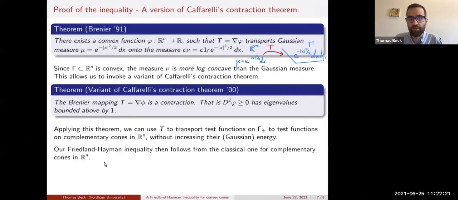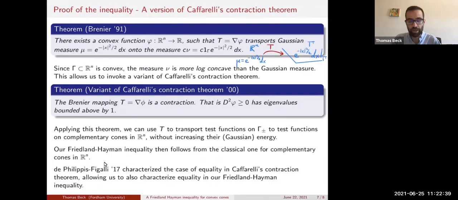So what this means is that our Friedland Hayman inequality then follows from the original one, the classical one for complementary cones in Rn. So we get our version by using the work of Beckner, Koenig, and Pfeiffer for the original Friedland Hayman inequality. So that gives the inequality. And then moreover, De Philippis and Figalli established the case of equality in Caffarelli's contraction theorem. And what this allowed us to do was to do the same thing in our Friedland Hayman inequality, to establish that we only get equality when the corresponding cone gamma has a copy of R in it.